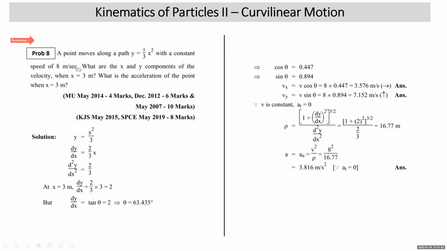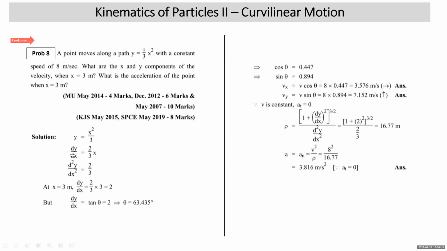Problem number 8. A point moves along the path y is equal to 1 by 3 x square with a constant speed. If during curvilinear motion speed is constant, that means tangential acceleration is 0. What are the x and y components of velocity when x is 3 meter? What is the acceleration of the point when x is 3 meter?